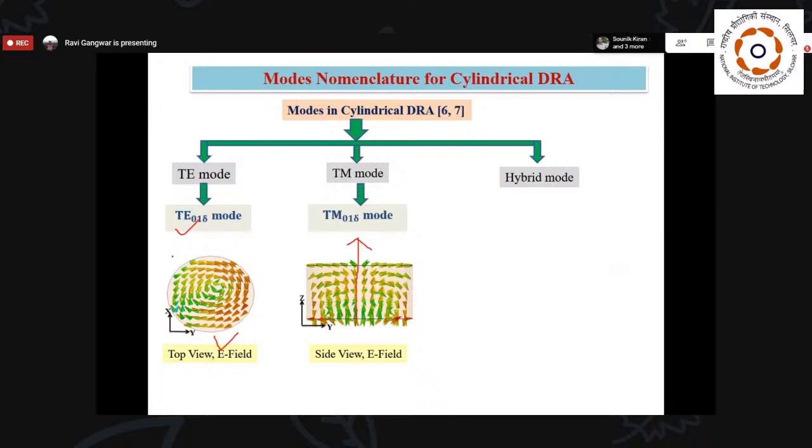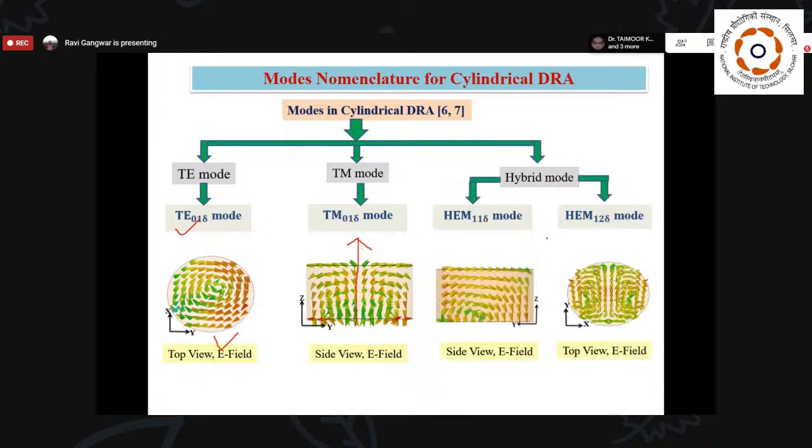In this condition, the excitation mechanism works as a horizontal, or magnetic, dipole, so that we get such structures. Then we have the hybrid modes, where we have two fundamental modes, the HEM11 delta mode and the HEM12 delta mode. The field distribution is shown here, which gives information about the electric field distribution.